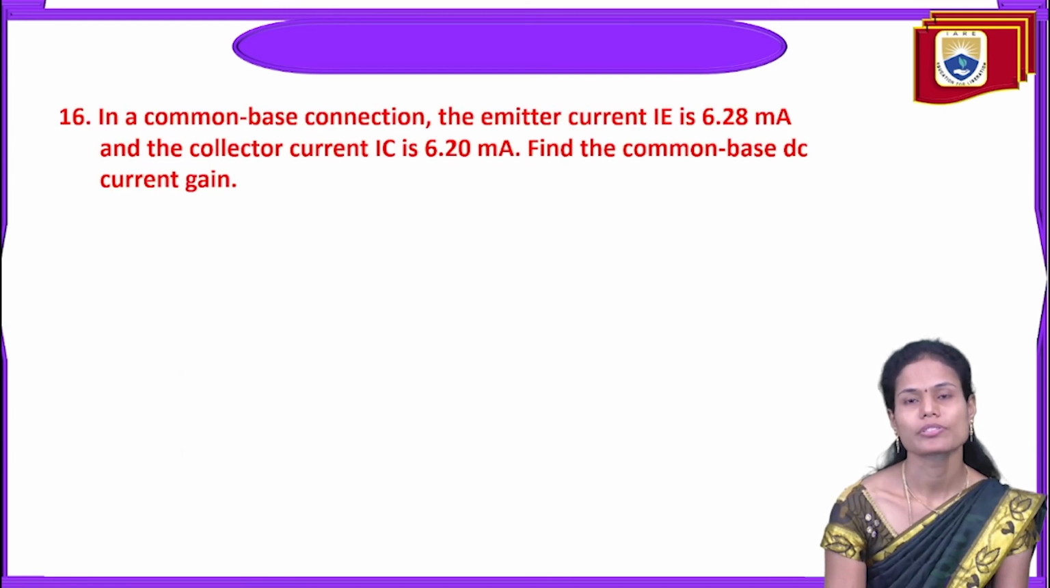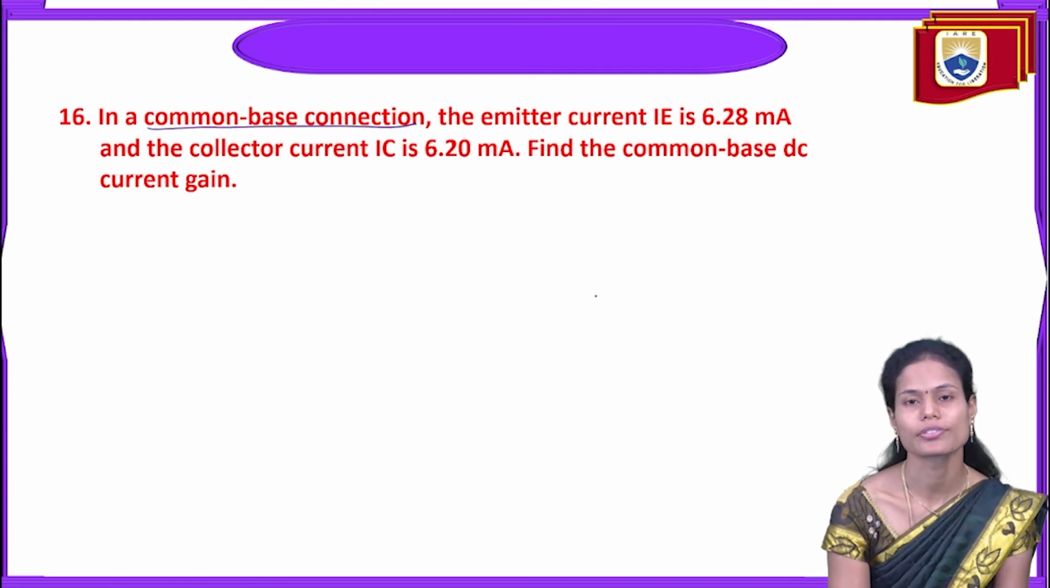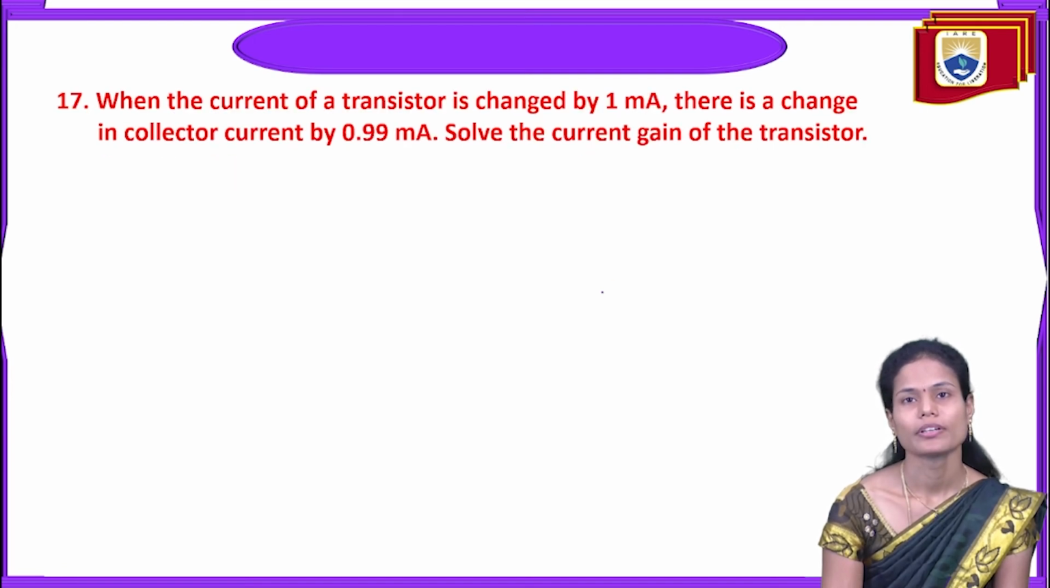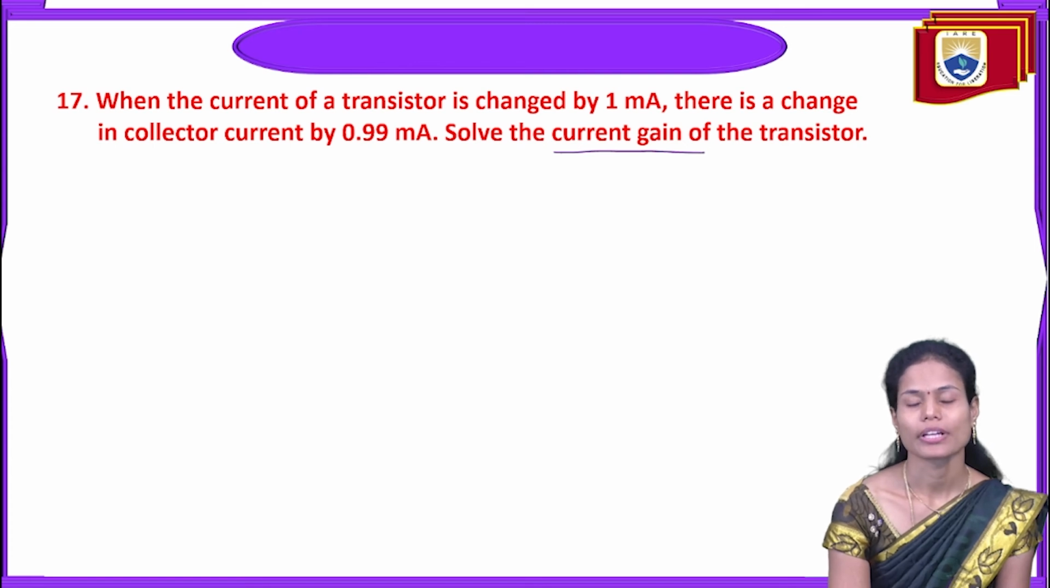Next, this is the problem related to the common base amplifier circuit. We have already discussed this in the common base problems and common base comparison session. Next, we need to calculate the current gain of the transistor here. So this problem we discussed in the problems on the transistor.